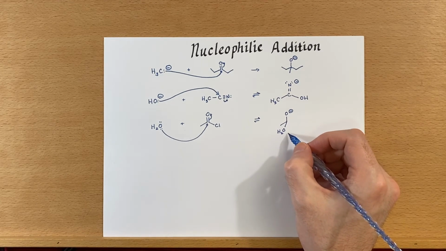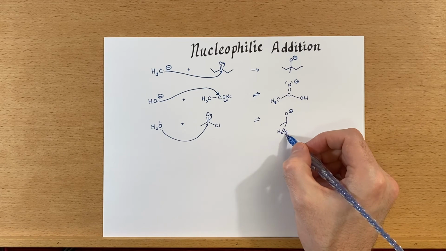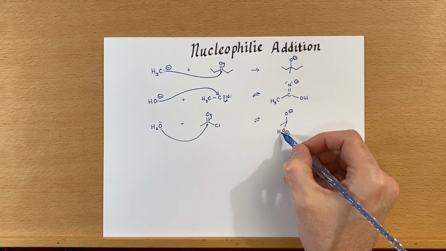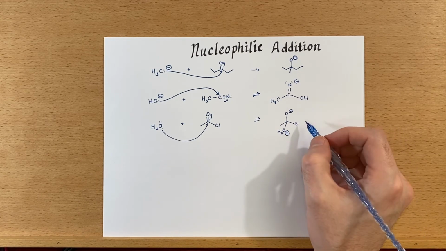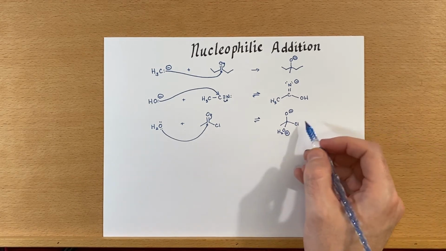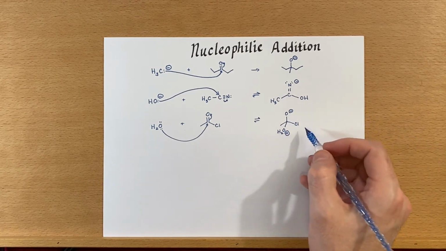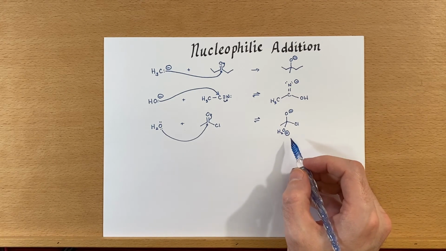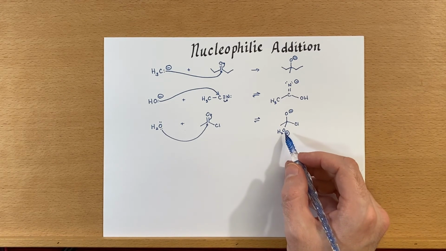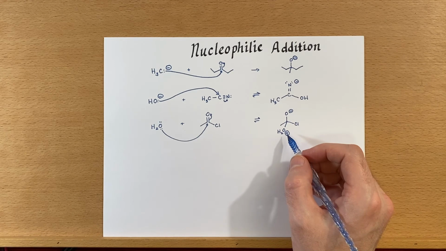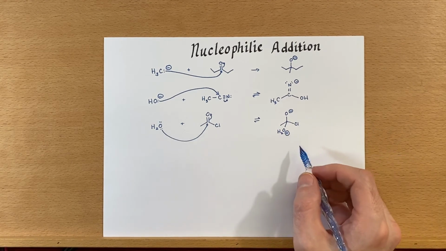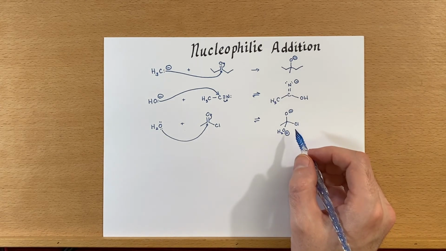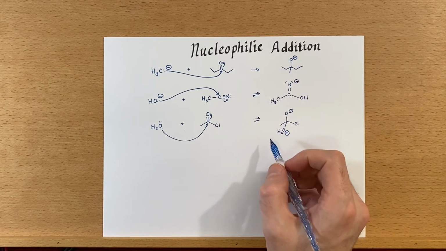We're going to have a positive charge down here because we've got 3 bonds to the oxygen. We still have our chlorine there. And then later this can collapse down and form some other product. It would substitute out into the acetic acid, and then HCl would leave, but that's not what this reaction is about. So we have nucleophilic addition.